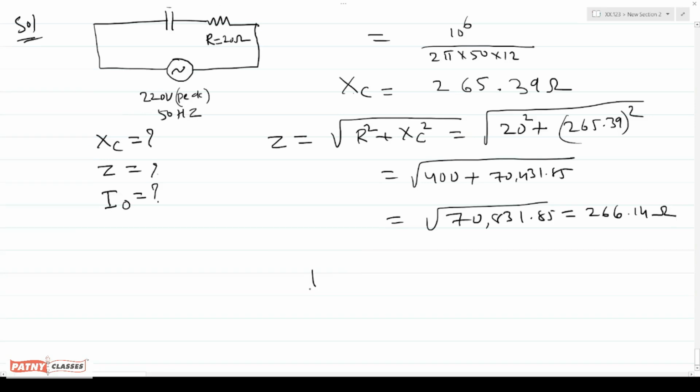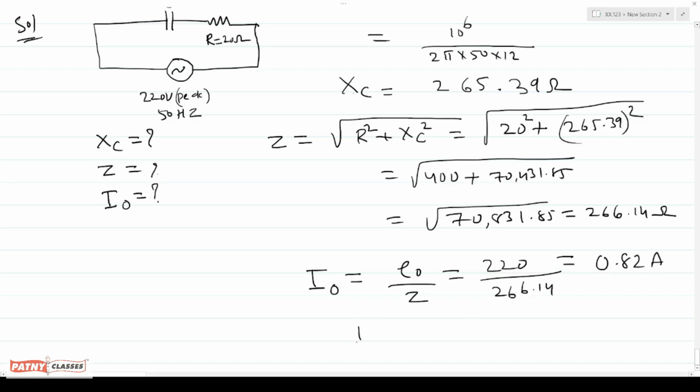Now peak value of the current, I naught, that is the maximum value of current, I naught equals to E naught upon Z. E naught given as 220, and Z value 266.14, which is equals to 0.82 amperes. Therefore peak value of current, that is the maximum value of current flowing through the circuit, is equals to 0.82 amperes.